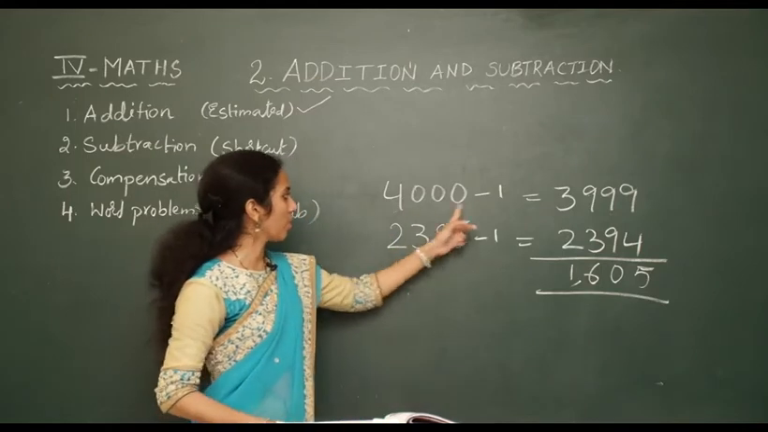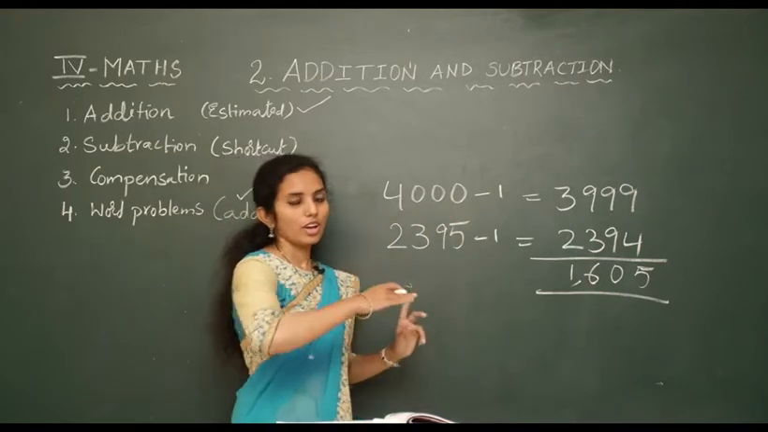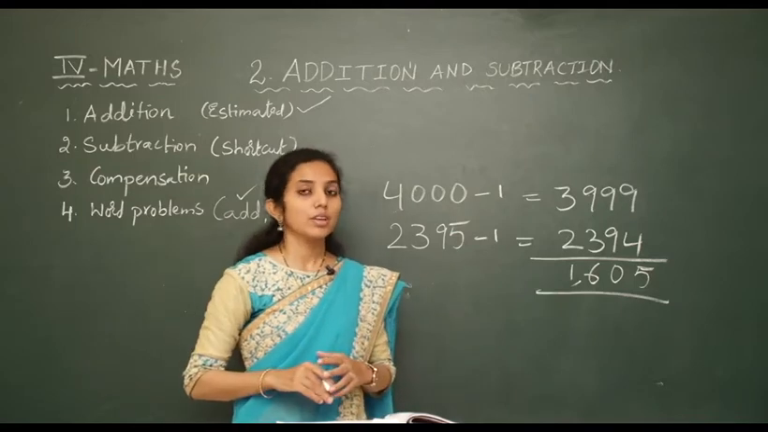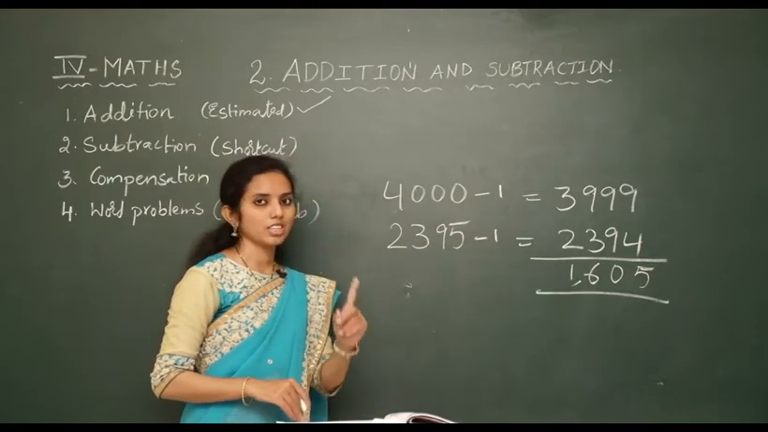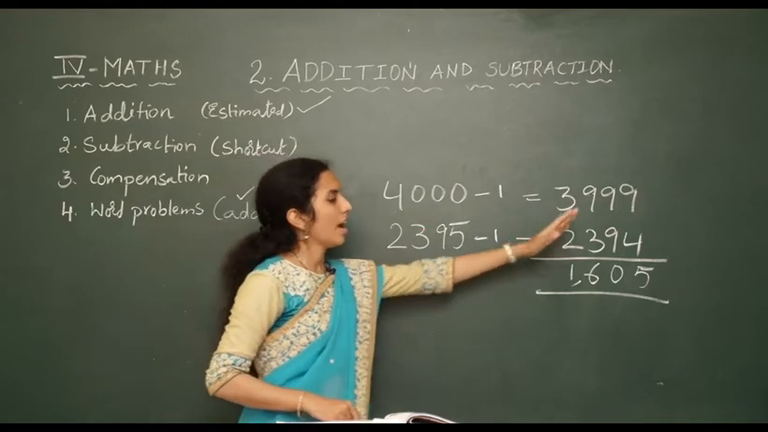So whenever you come across a number with so many zeros in the ones, tens, hundreds and thousands place, the easiest method is just subtract 1 from both the numbers and do the subtraction.